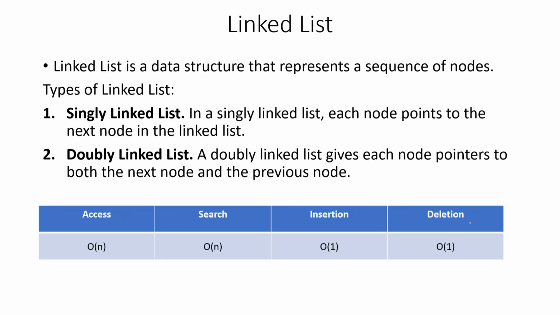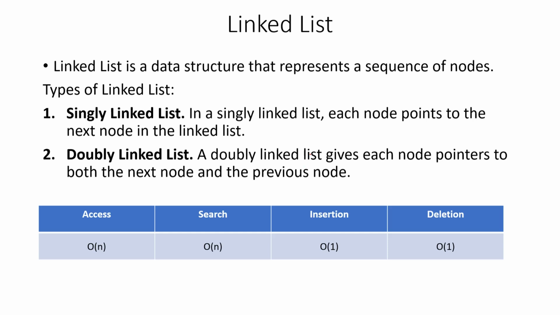Linked list. The next data structure is linked list. A linked list is a data structure that represents a sequence of nodes. There are two types of linked lists. The first one is a singly linked list. In a singly linked list, each node points to the next node in the linked list. And in a doubly linked list, each node points to the next node and to the previous node.